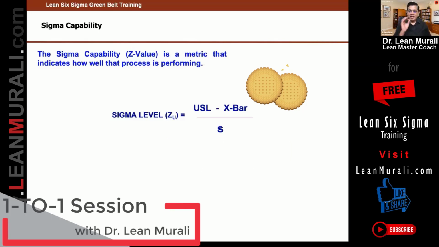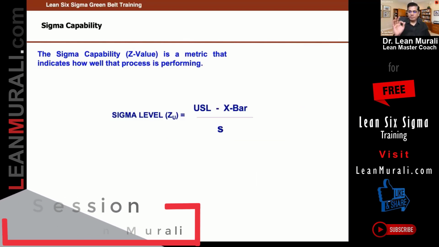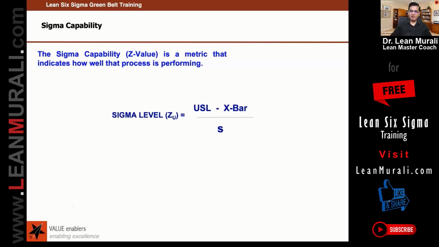Now, suppose I want a 6 sigma level. What should the standard deviation be so that ZU is 6? We know USL minus X bar is 1. How much should the standard deviation be? It should be 1 over 6. If that is the standard deviation, then you will get a 6 sigma level.